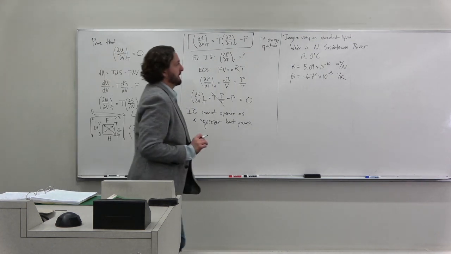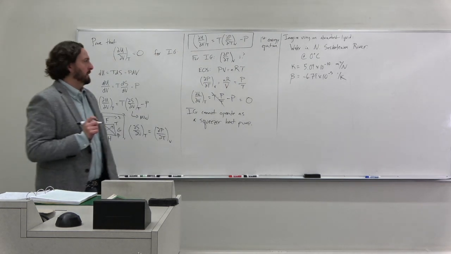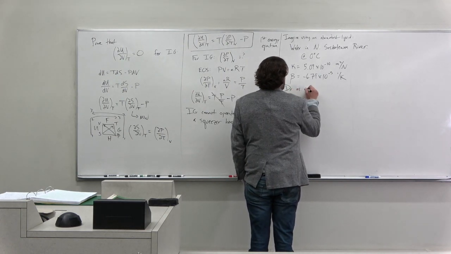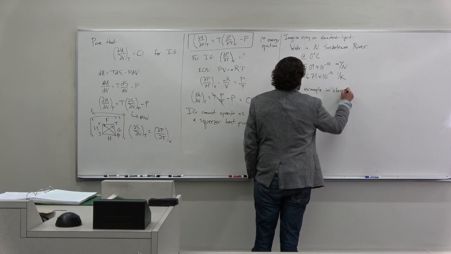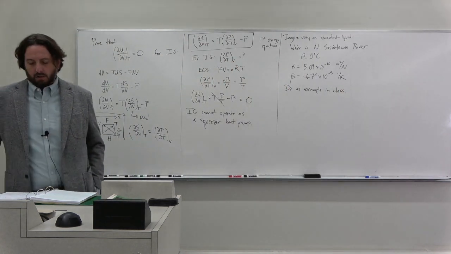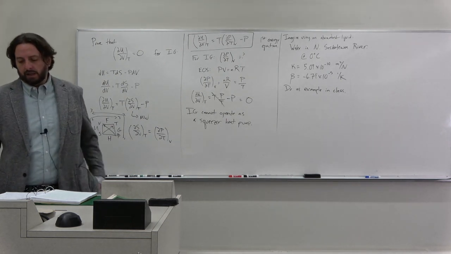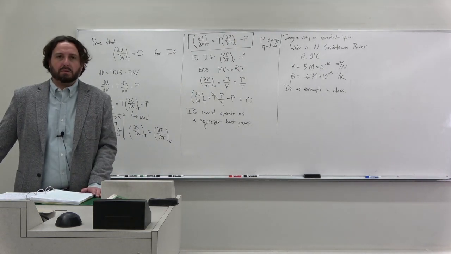Maybe we should do this as an example in class. Let's do this as an example in class, and we'll see what we get, okay? So we'll end 22.1 there, and then we'll move on and do another example using our Maxwell relation next.